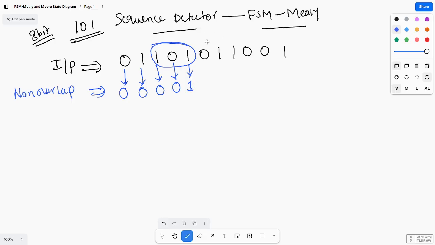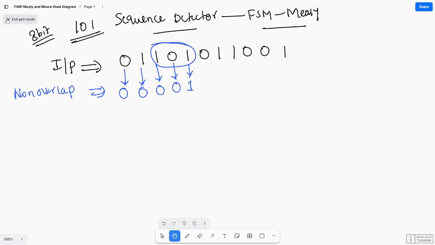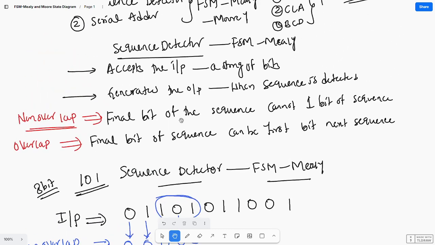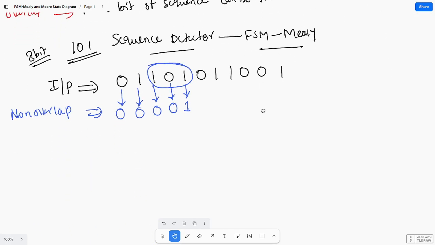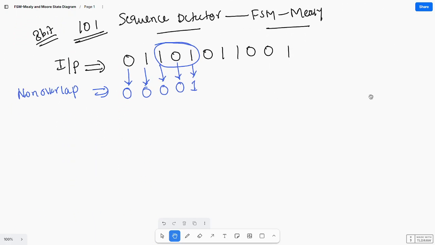This is non-overlapping. In non-overlapping, the final bit of the sequence cannot be the first bit of the next sequence. So that is nothing but Mealy non-overlapping.